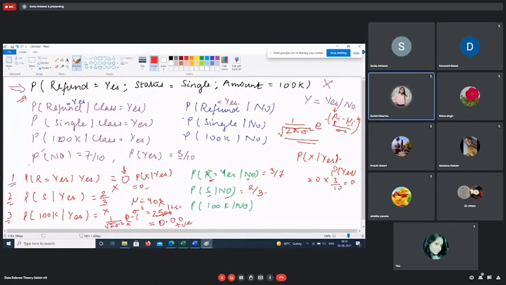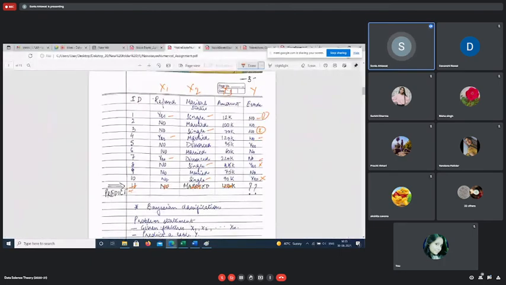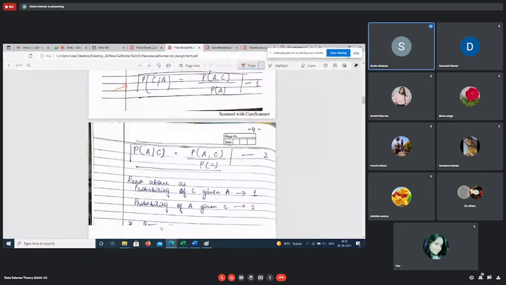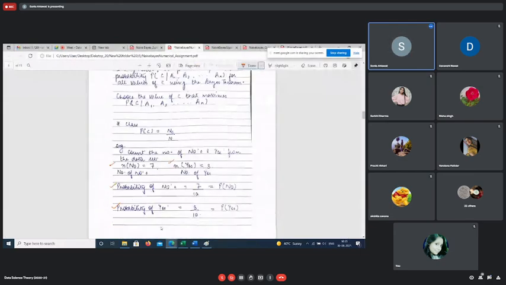2 by 7. Okay, sorry. Fine. It is 2 by 7. Now again we'll calculate for this. The calculation over here remains the same because the mean is coming out to be 90.